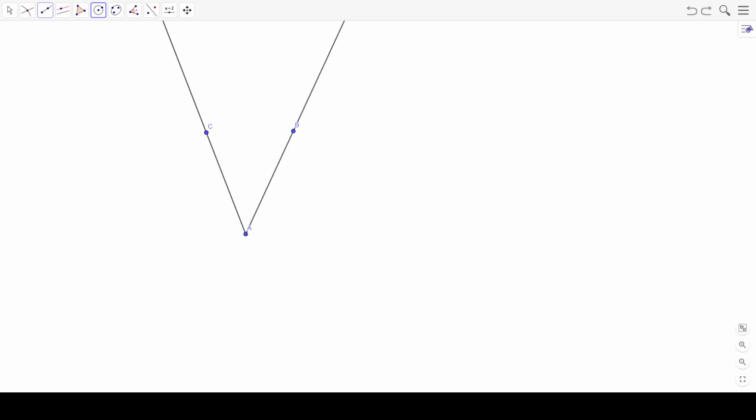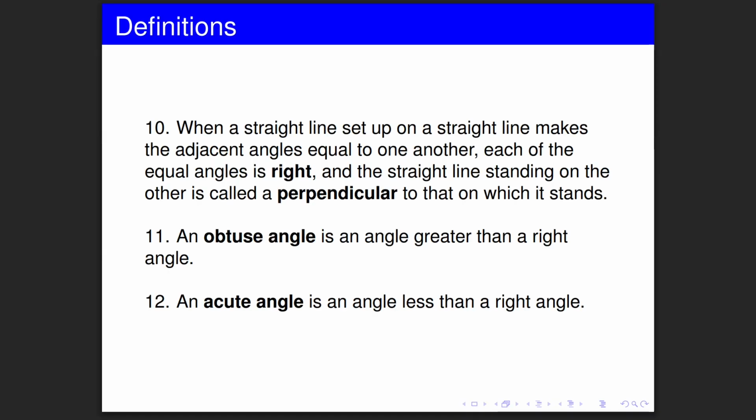So, for example, if we were to do another angle here, let's make this one a lot wider. These two lines diverge on the right a lot more quickly than the two lines on the left. Now, there is a specific kind of angle which is going to be especially important, which is the right angle. So we have definition 10.